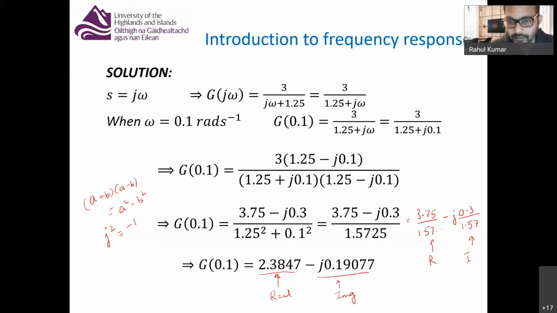So this is not the magnitude, but basically we have found the transfer function at 0.1 radians per second. But in the question we are asked to calculate the magnitude and the phase. So let's see from this number how we can get the magnitude and the phase of the output.